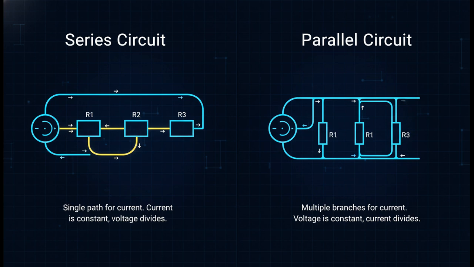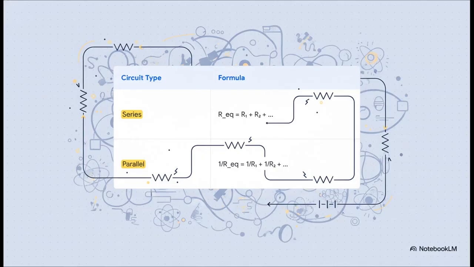A parallel circuit, on the other hand, is like a highway with multiple lanes. The current can split up and take different routes. Here, the voltage across each lane is the same, but the total current gets divided among them. And this difference shows up in the math, which is super interesting.